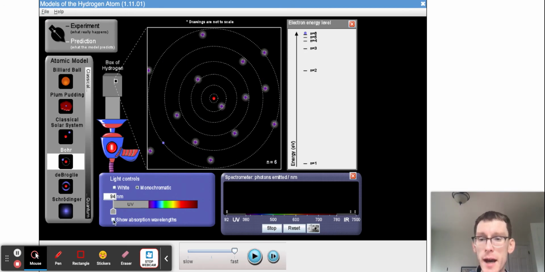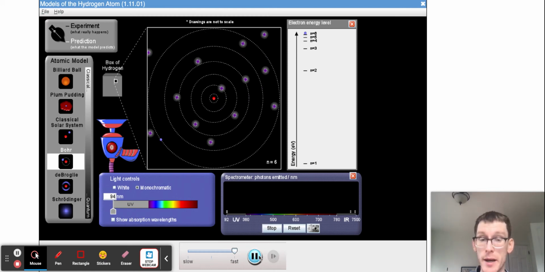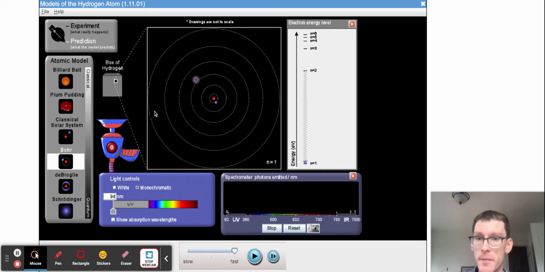What I'm going to do now is turn off the light and just allow the electron to drop down. Notice in this case, by the way, we went from 6 to 5 and then down. So there we go. Anyway, now the electron's in the ground state, the n=1. And we're going to change the wavelength. What we're going to do is make it 95 nanometers and see what happens.